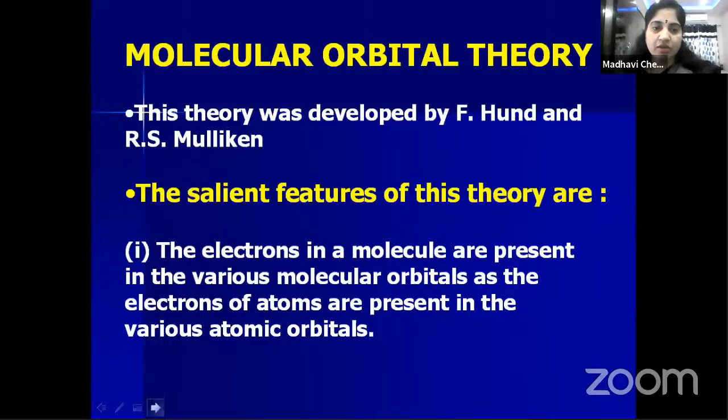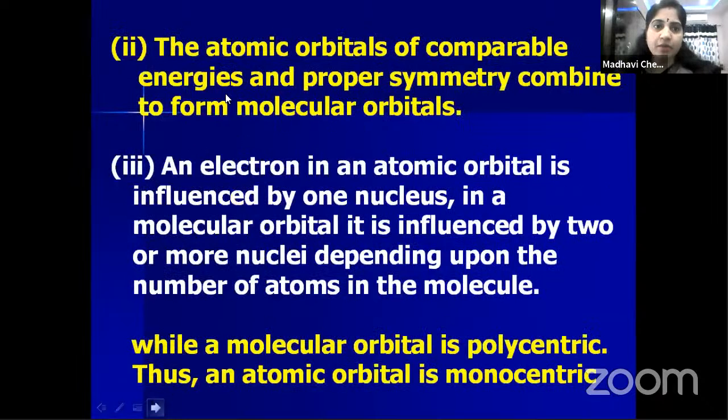Next, coming to the second one: the atomic orbitals of comparable energies and proper symmetry combine to form molecular orbitals. So how are these molecular orbitals formed? These atomic orbitals combine and they form molecular orbitals. But which type of atomic orbitals should combine? Those having comparable energies and proper symmetry; then only can they form molecular orbitals.